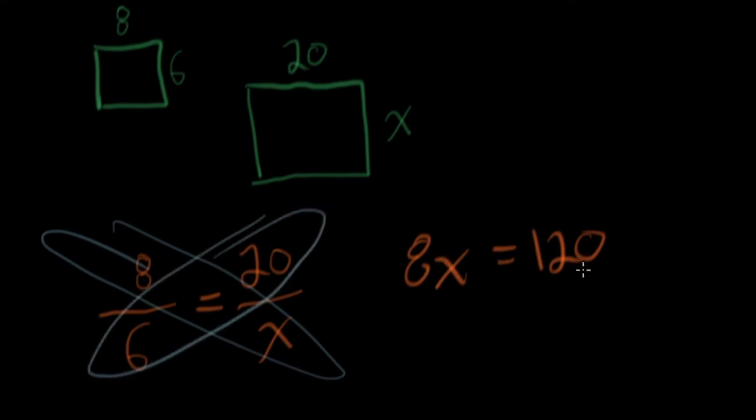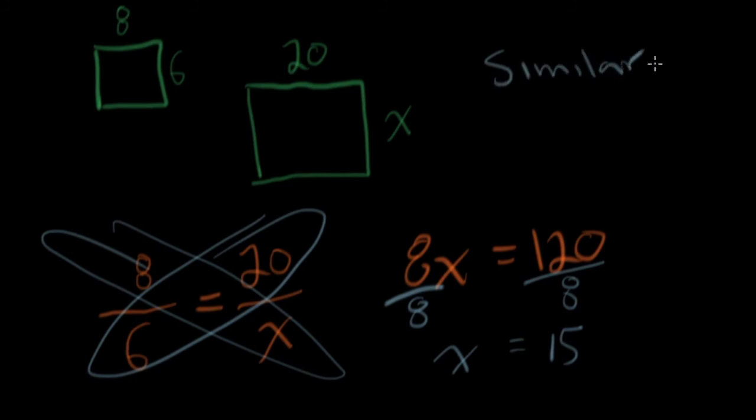So how many times can 8 go into 120? I think it's 15? I always get my 15 times tables mixed up. I think it's 15 though. So x is going to be 15 like that. So that's how you do it if you're told that these are similar. Remember, we were told that these are similar, so you can always go and do your cross multiplying and find some things just like that, which is pretty important to be able to do.